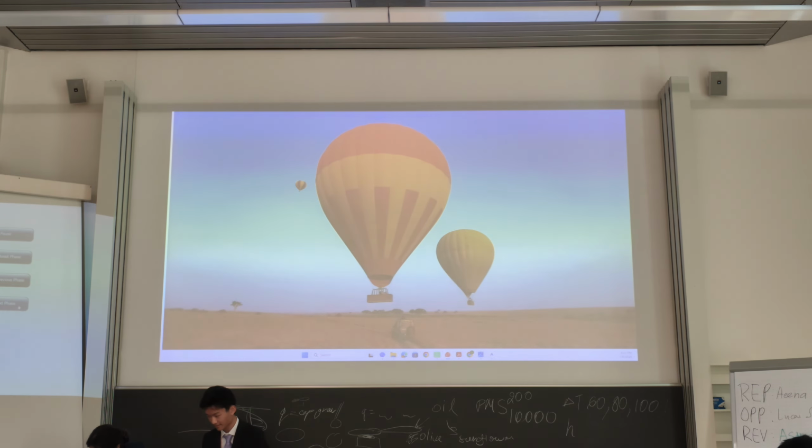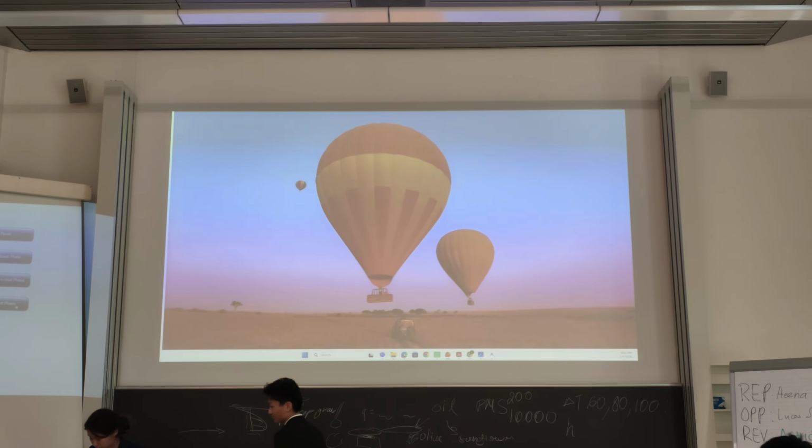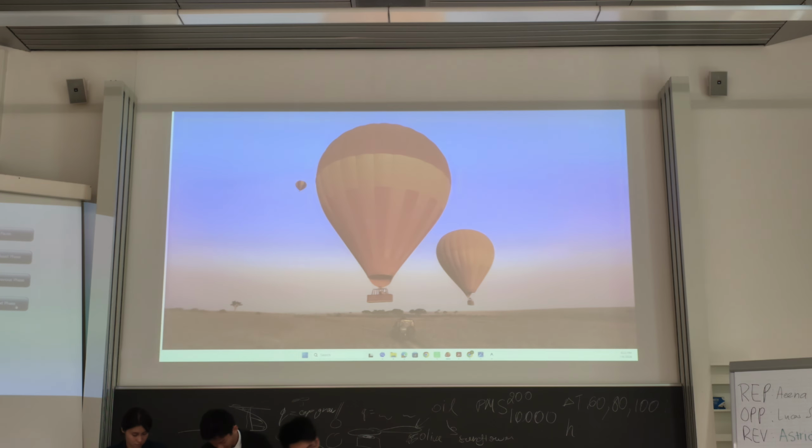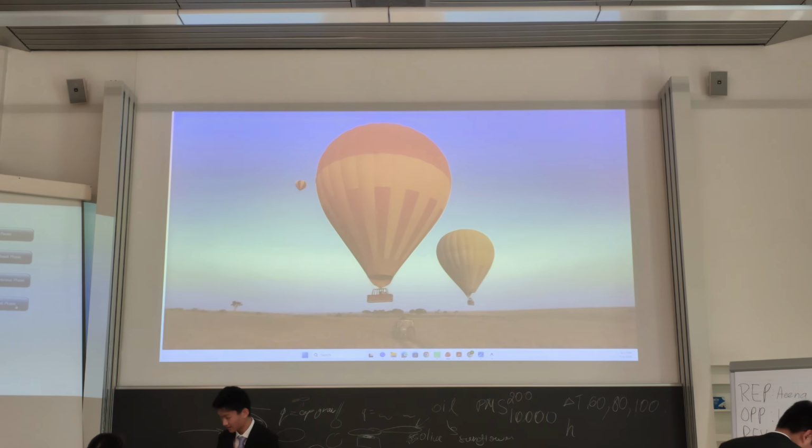So yeah, like this equation over here, this is the equation that I measured.